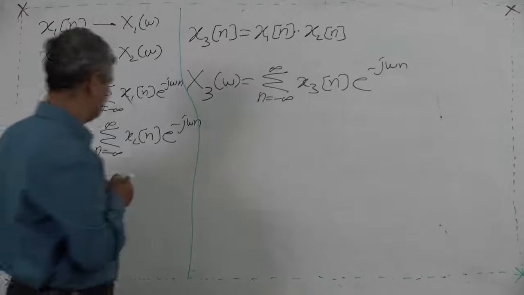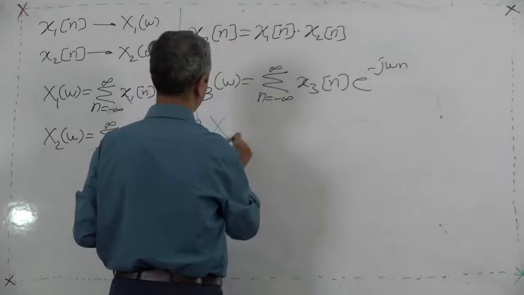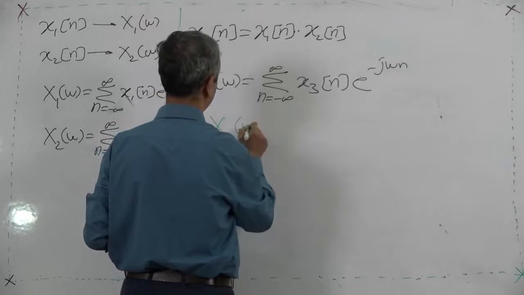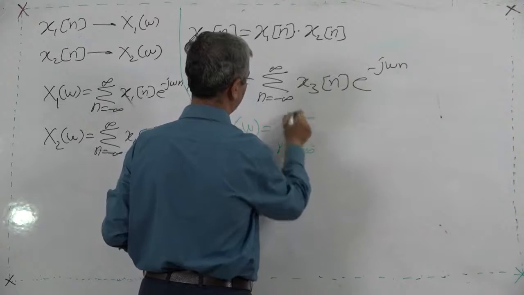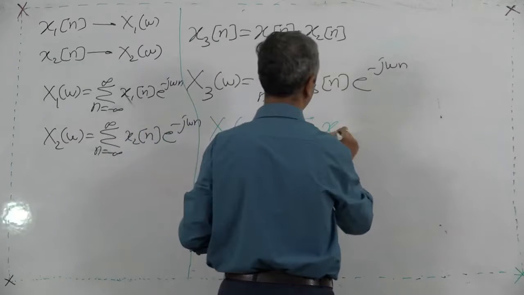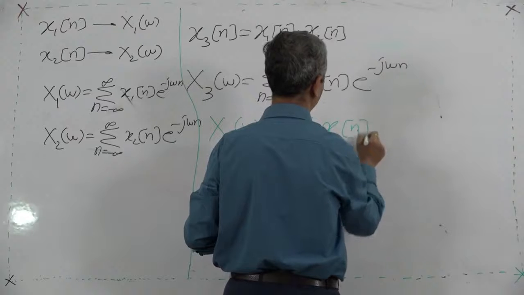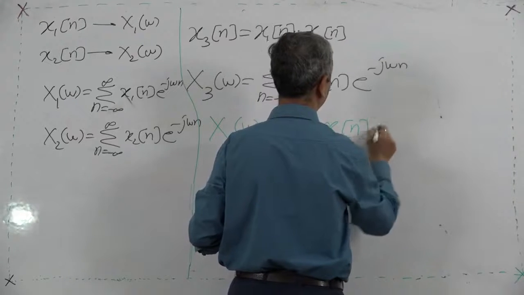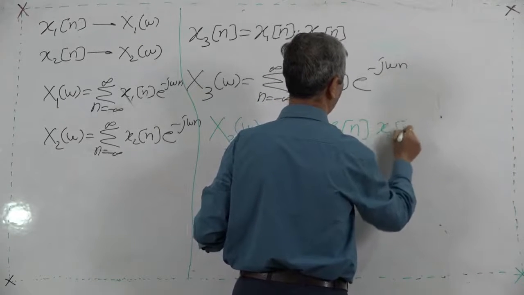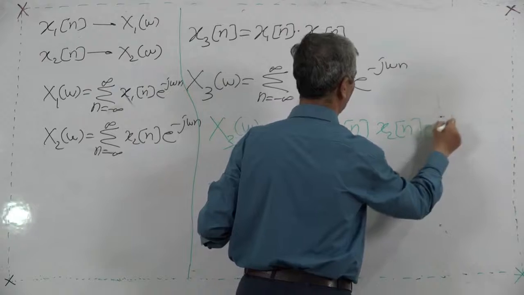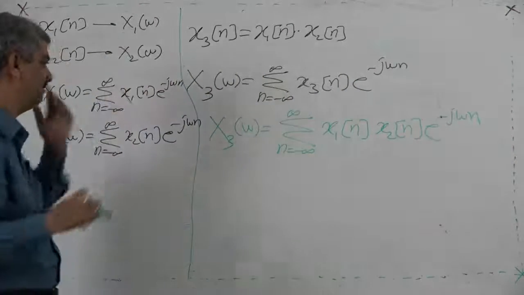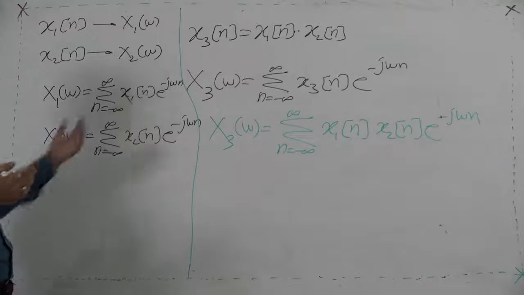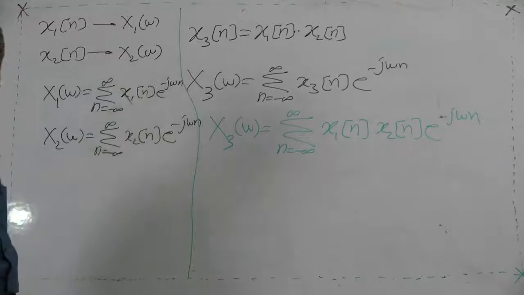So we will simplify to some extent. X3(omega) is the summation for n equal to minus infinity to infinity of x1[n] x2[n] e raised to minus j omega n, and here I stop, because I find that the simplification I could do, I have done.